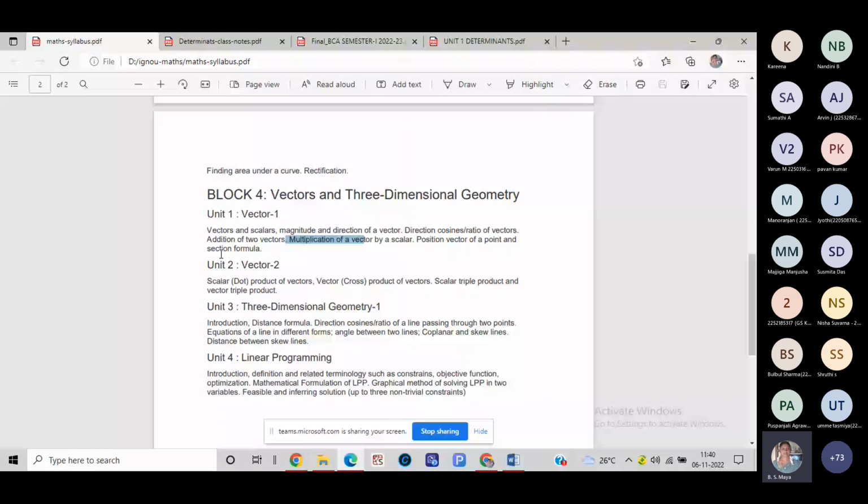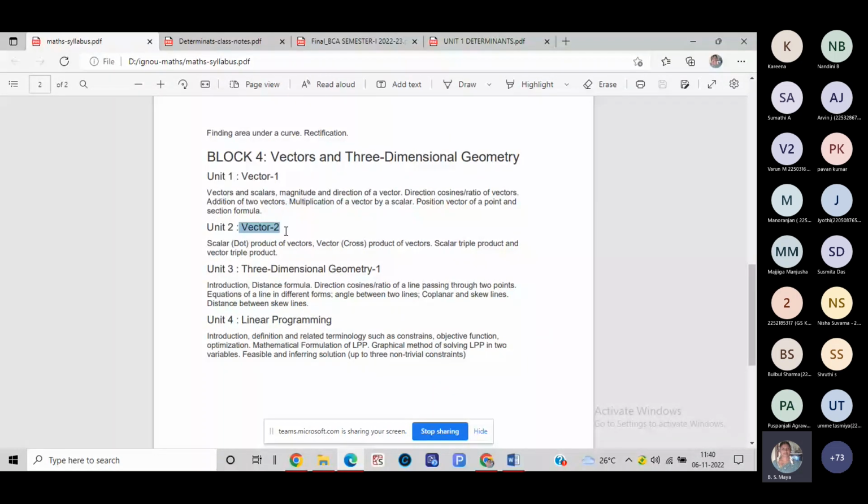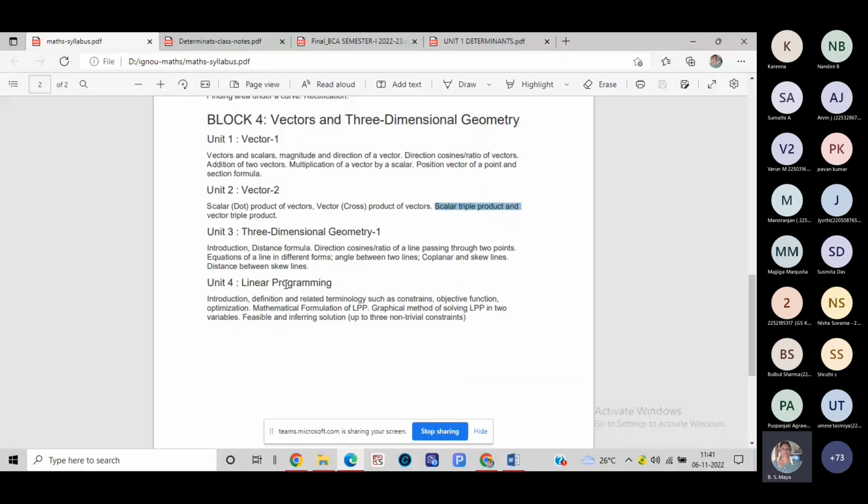So this is block 1 of unit 1 and unit 2 of vectors. It is called scalar product of vectors, vector product of vectors, and the triple product. These are all problems, not theorems, and we can find them. Then finally, we move to three-dimensional geometry. You know two-dimensional; in three-dimensional we have three directions. How to find things for that, and the calculation can be done for coplanar or skew lines.